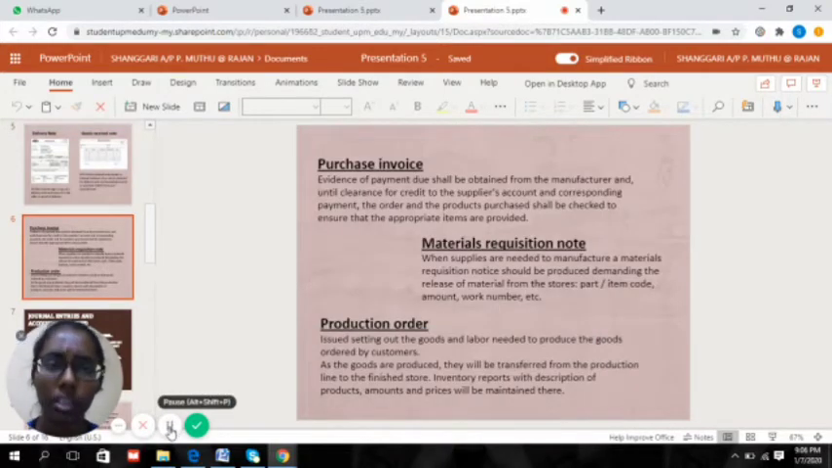And then purchase invoices. Purchase invoices are the evidence of payment due, obtained from the manufacturer, until clearance for credit to the supplier account and corresponding payment. Next, the material requisition form is involved when supplies are needed to manufacture. And then the production order. A production order may be issued setting out the goods and labor needed to produce the goods ordered by customers.